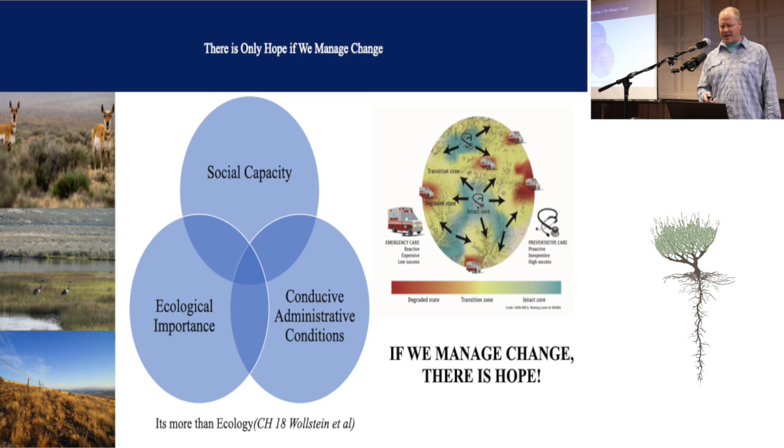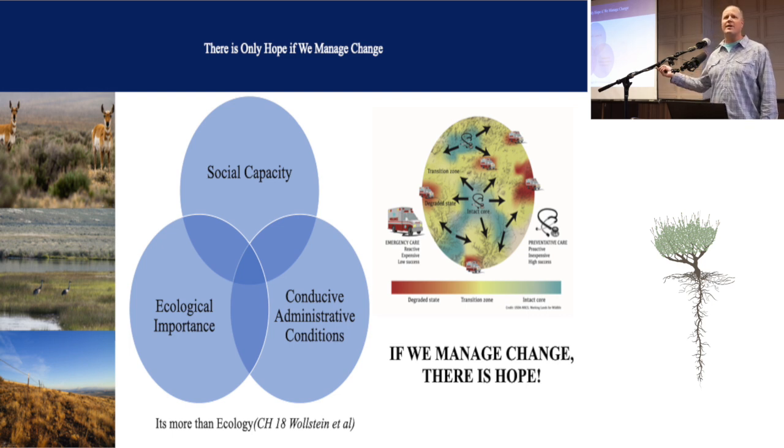And when you start looking at this, we've got one of our chapters from Katie Wolstein, and it's not just ecological importance. So you can think about greater sage grouse, ungulate migration corridors. You can have whatever you want here. We can map it. But if you don't have the people to deliver the conservation, it doesn't work. If you don't have the political support to transition through administration to administration to administration, it doesn't work.